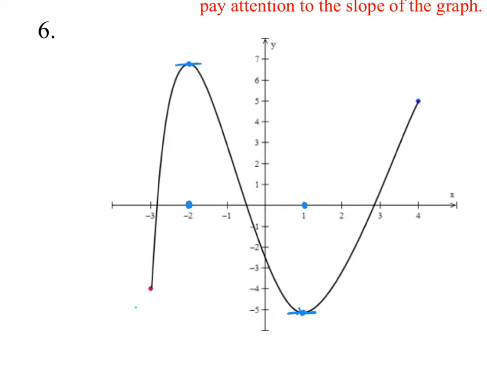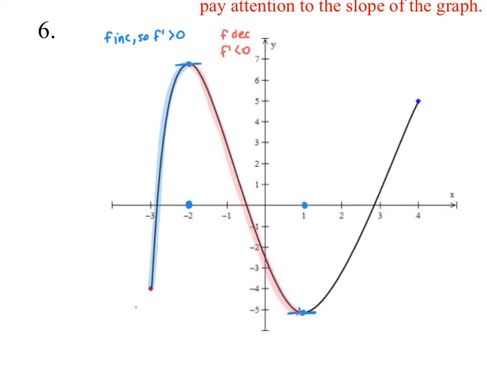So I would see that f of x is increasing right here. And whenever f is increasing, I know that f prime is positive. And then I know wherever f is decreasing, which is between negative 2 and 1, my f prime is going to be negative.